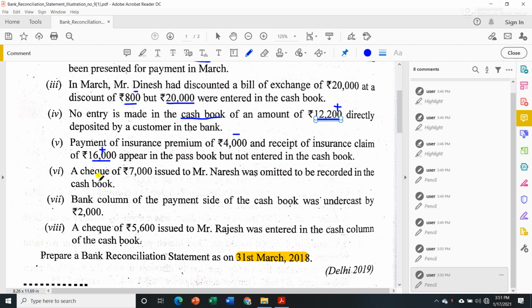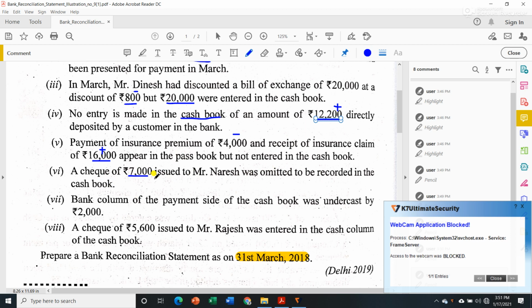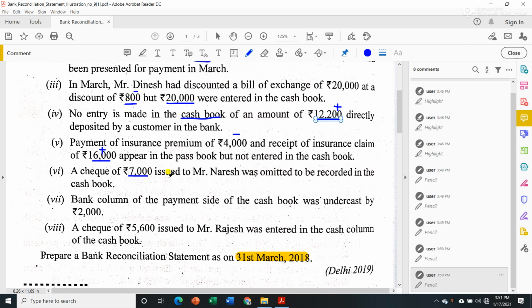Okay, the next, a check of 7,000 issued to Mr. Naresh was omitted to be recorded in the cash book. We actually issued a check worth rupees 7,000 to Mr. Naresh, but we forgot to record it in the cash book. So since this is a payment, we will just deduct this from our cash book.